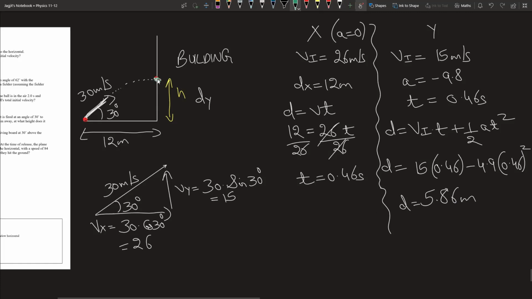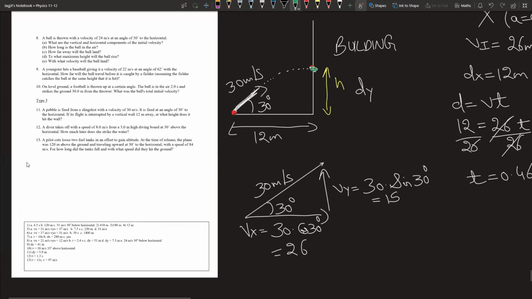Do you guys all understand this? You see how simple this question was actually? All you had to do was use this formula. From there you get your time, put the time back into y, find the missing variable. It was literally a 2-step question. 3 steps if you want to include this break up part. Okay, so these are your type 3, means your non-usual projectile questions that you're going to come across. Do we have any questions?